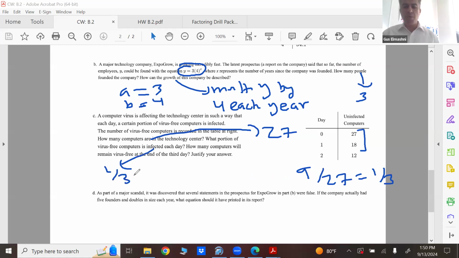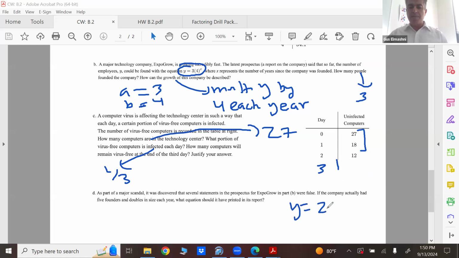And the next question is how many will be infected by the end of the third day? Or sorry, how many remain virus-free at the end of the third day? Sorry, that's what I meant to say. Virus-free. So the equation is going to be y equals 27 times 2/3 to the x power, because the ratio is 2/3 for the table. And if I plug in 3 into that, I should get 8.